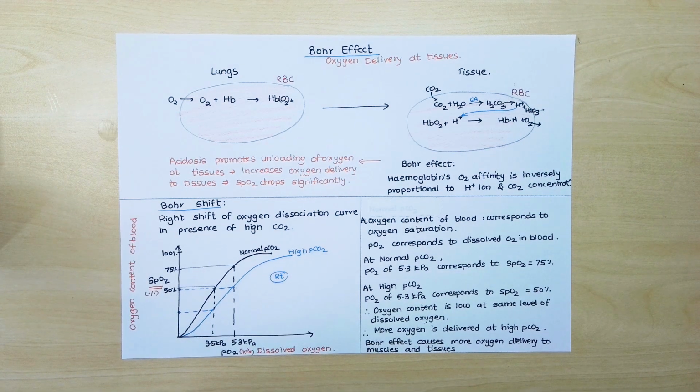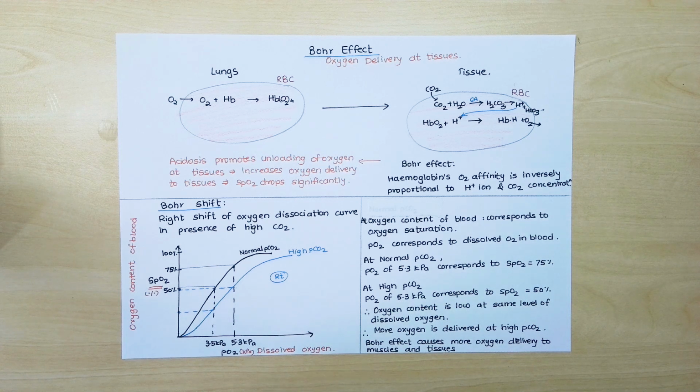So Bohr's effect says that hemoglobin's oxygen affinity is inversely proportional to the H+ ion and carbon dioxide concentration. So the higher the H+ ion and the higher the CO2 concentration, the more the hemoglobin releases the oxygen to the tissues.